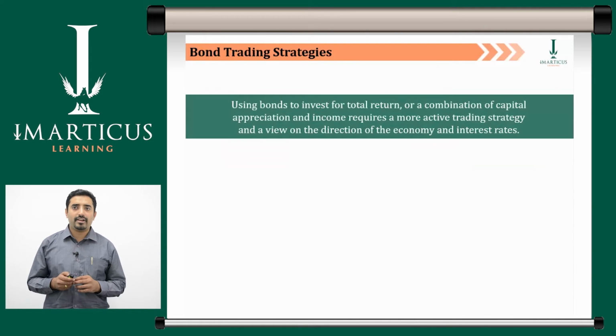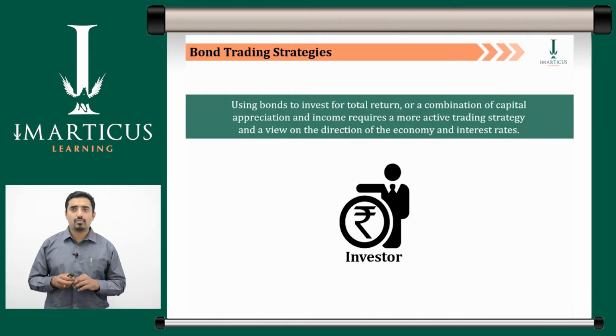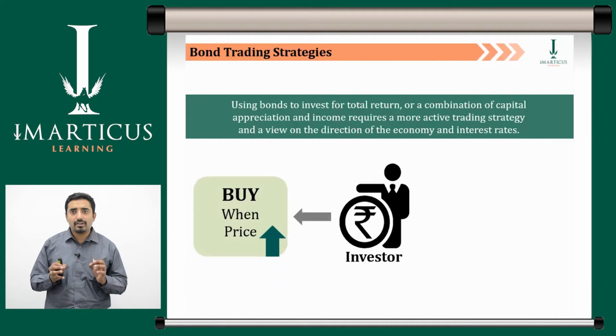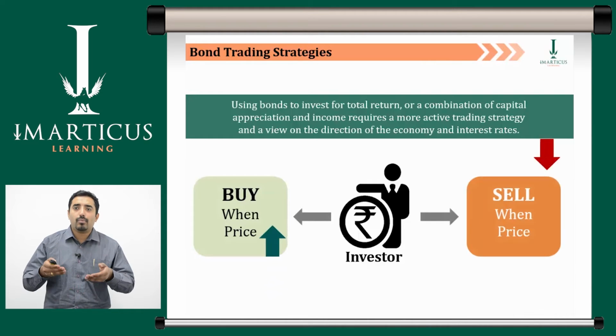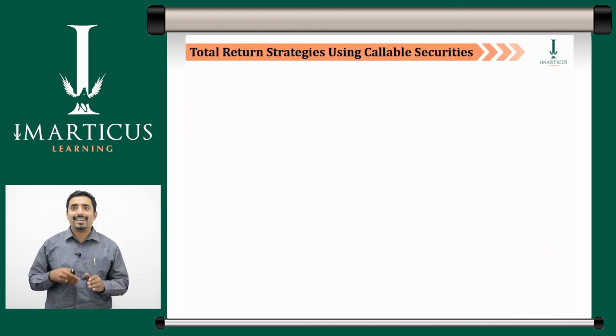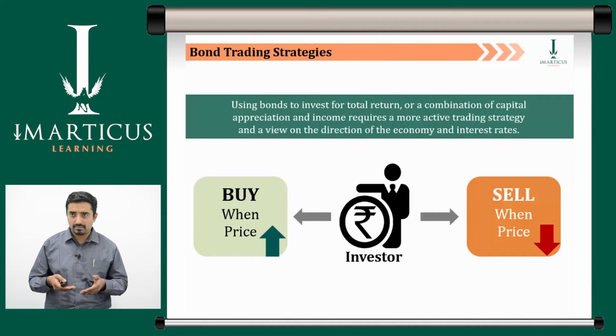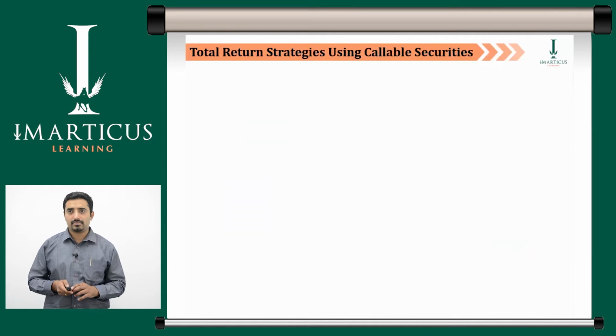The first bond trading strategy is the total return strategy. Using bonds to invest for total return, or a combination of capital appreciation, that is growth, and income, requires a more active trading strategy and a view on the direction of the economy and interest rates. Total return investors want to buy a bond when the price is low and sell when the price has risen, rather than holding the bond to maturity. So this strategy follows active managed strategies.